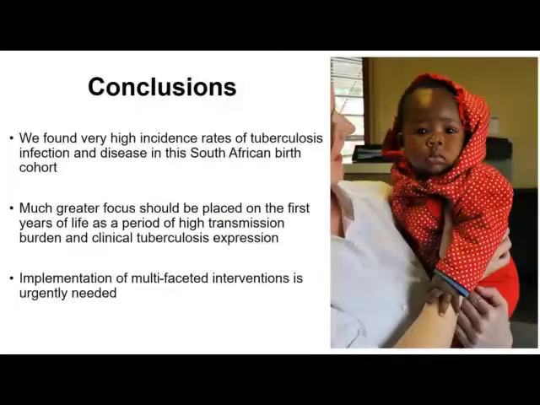So some conclusions: we found very high incidence rates of tuberculosis infection and disease in the South African birth cohort. Much greater focus should be placed on the first years of life as a high transmission burden and clinical tuberculosis expression period. Implementation of multifaceted interventions is urgently needed. So IPT or integration of pneumonia and tuberculosis programming, some types of interventions to pick up this huge disease burden among these kids.